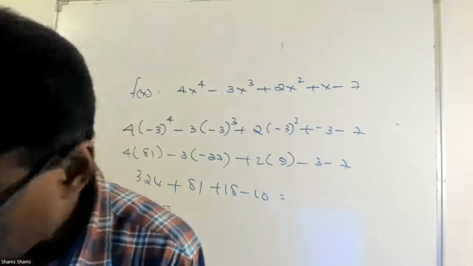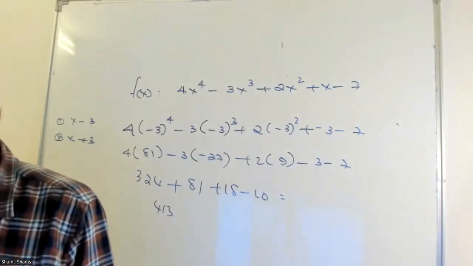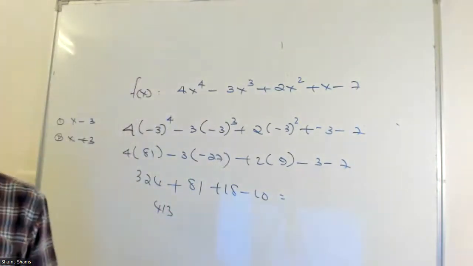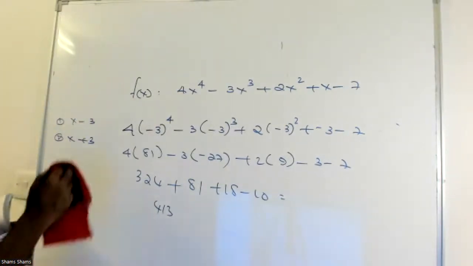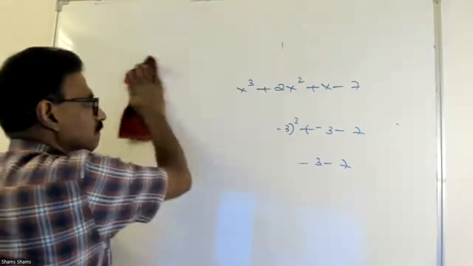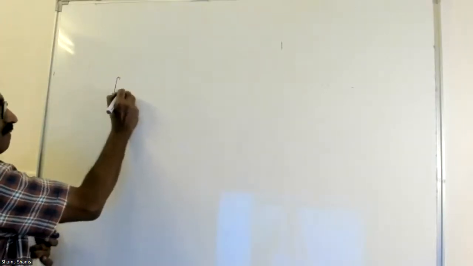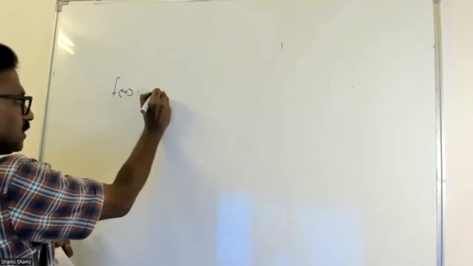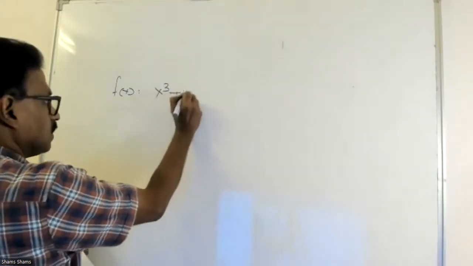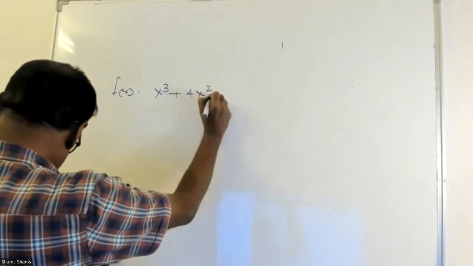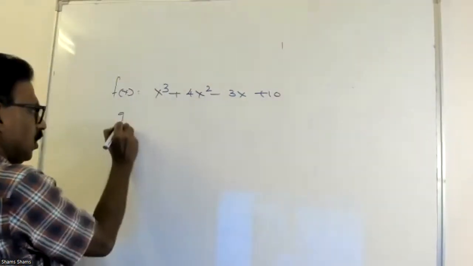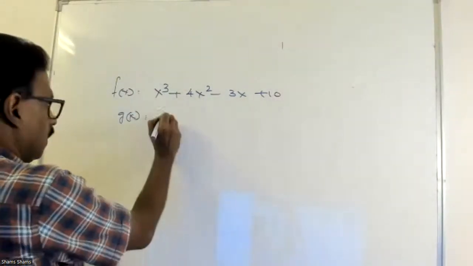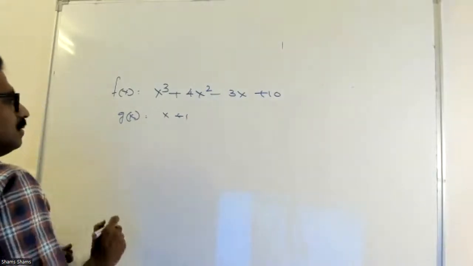Okay. So now, those who finished, I'll give you another question to work out. Okay, f of x equal to x cube plus 4x square minus 3x plus 10. g of x equal to x plus 1. Okay, try this.